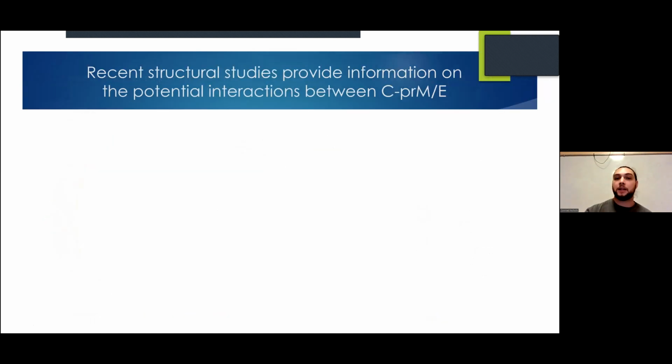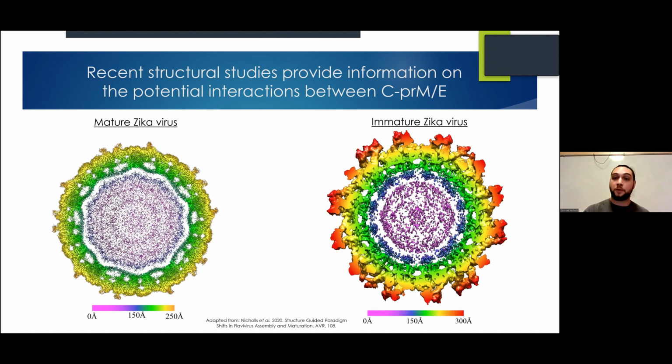So some recent structural studies provide some more information on this potential interaction between the capsid protein and potentially the pre-membrane protein and the envelope protein. What we have here on the left is that smooth particle that I've talked about before, the mature Zika virus. This is the structure of it that we've gotten in our lab. And over here on the right is the immature Zika virus structure.